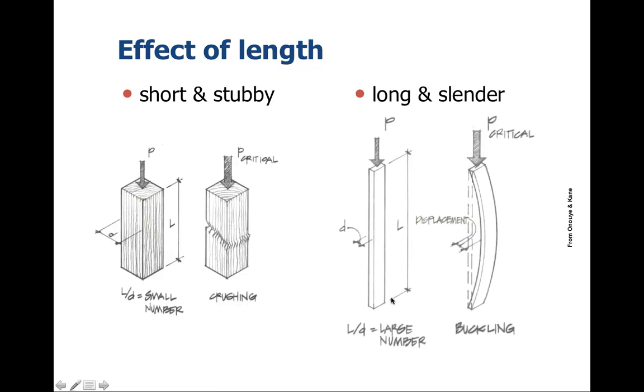So we have, with long and slender columns, a much greater length. The column is much taller. And potentially the distance on the short axis is much smaller. So what we have to be concerned about is this displacement that we describe as buckling and that kind of phenomenon.